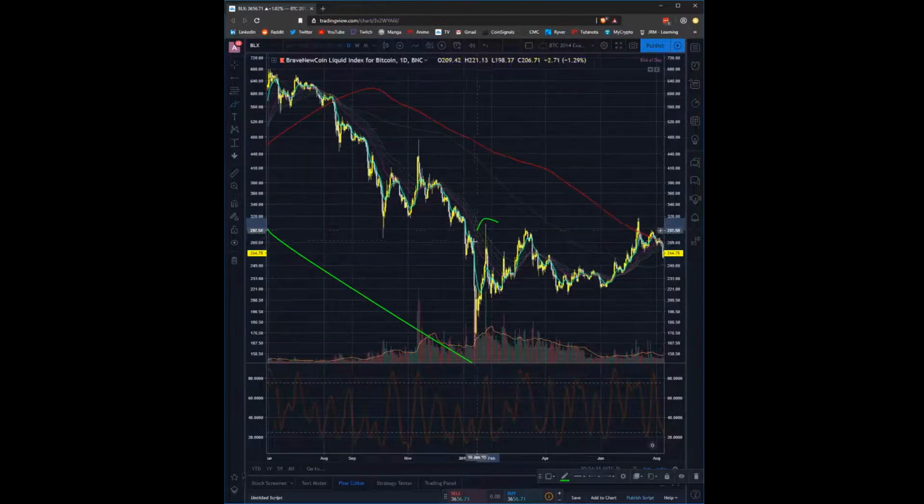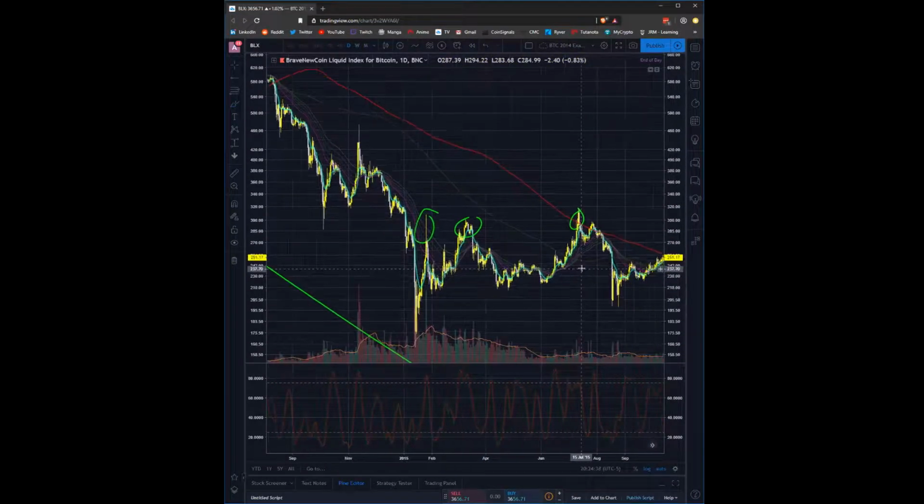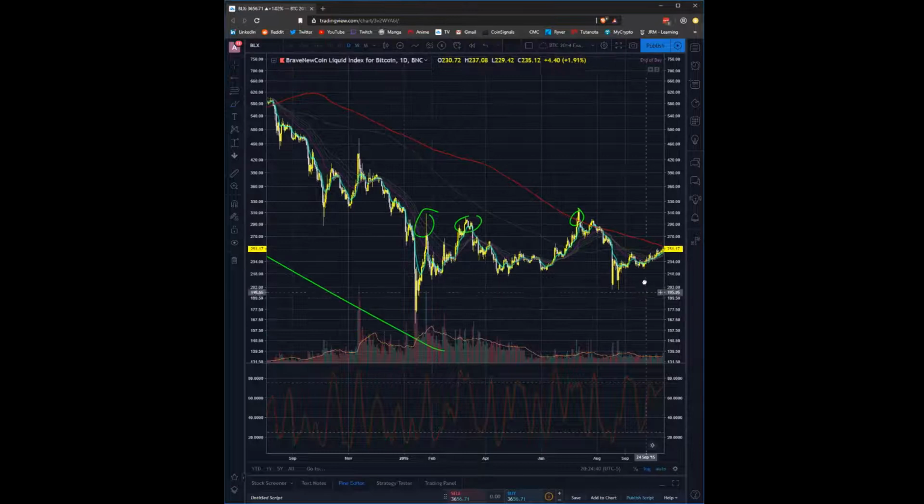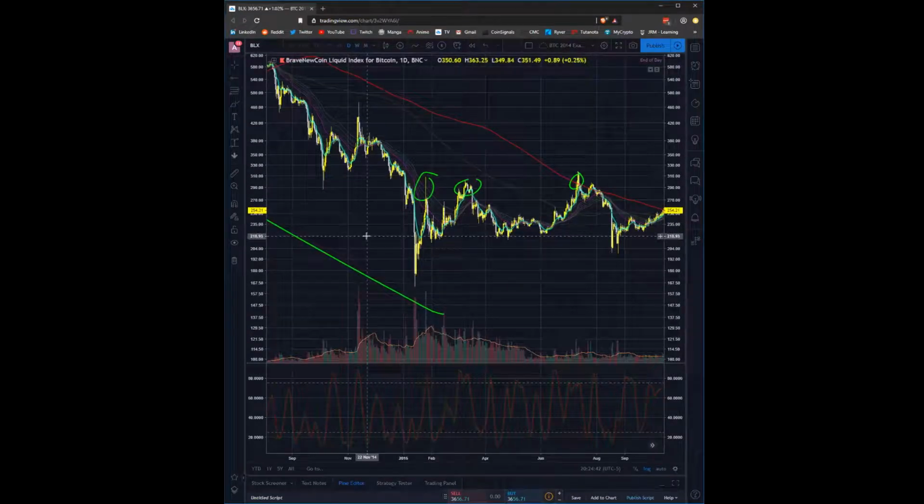But I'm still going to take these short plays because we can see throughout here, there's still a ton of short plays that would have made good money for a whole year. So even though the bottom had been reached and it makes sense to hedge a little bit long, we still want to be core short until we're making higher highs and higher lows.